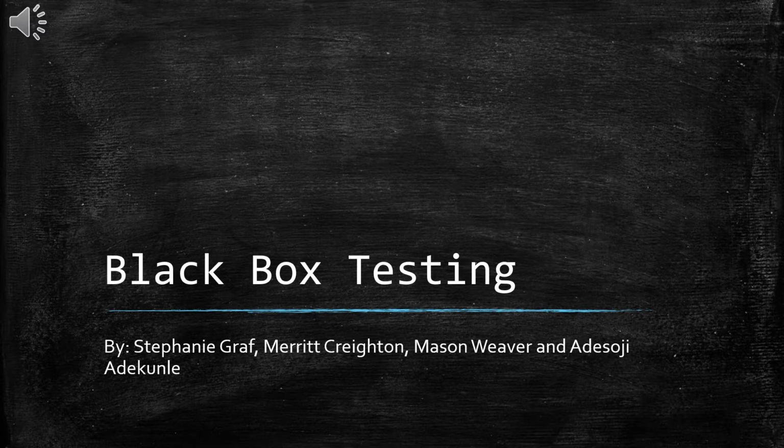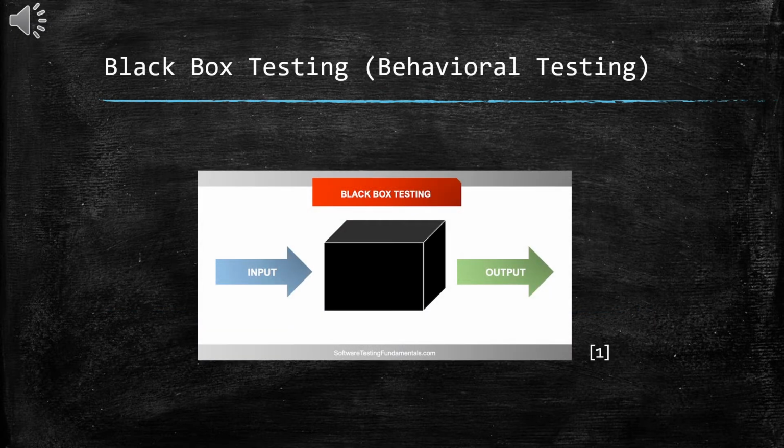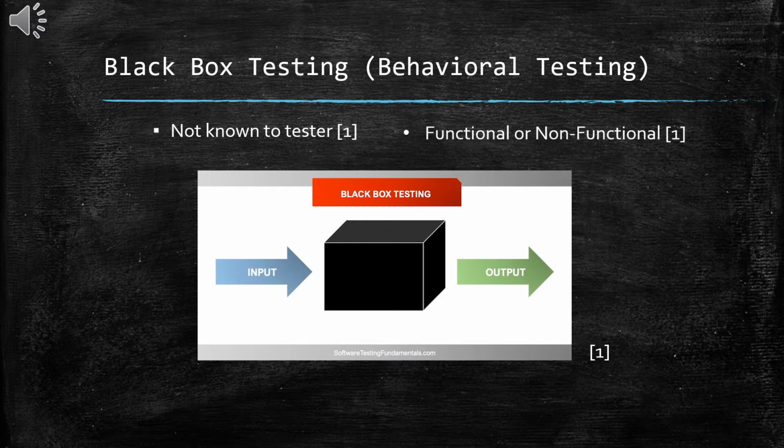Black box testing. Black box testing, also known as behavioral testing, is a software testing method in which the internal structure, design, and implementation of the item being tested is not known to the tester. These test cases can be functional or non-functional, though typically they are functional.